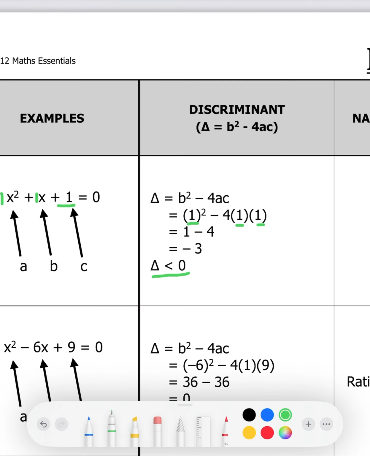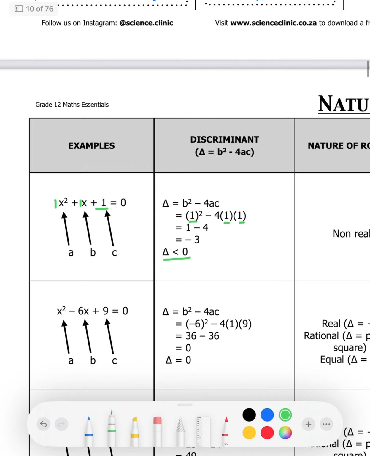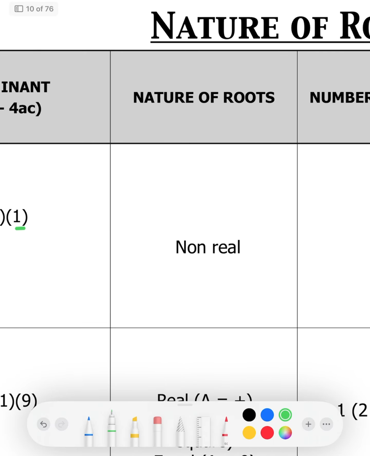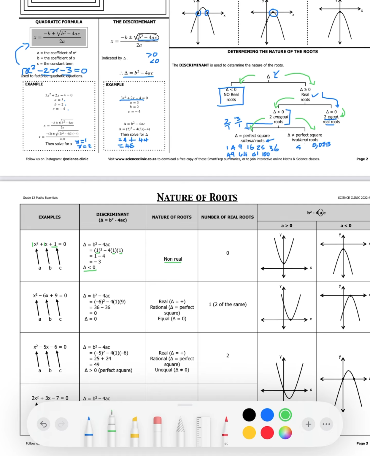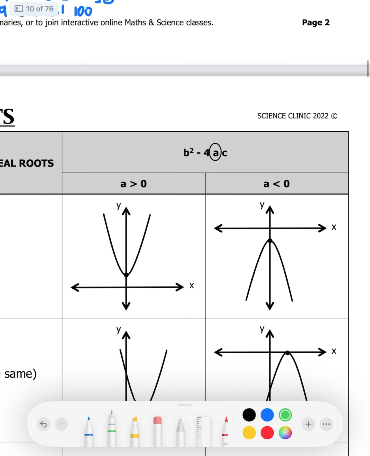Okay, second example. You have your 1 there, you have your minus 6, you have your 9. You put that into the discriminant: minus 6, 1 there, 9 there. We find that this gives you a 0.